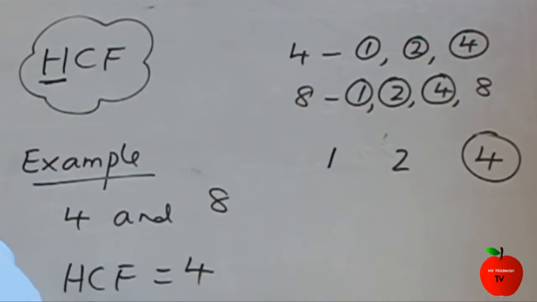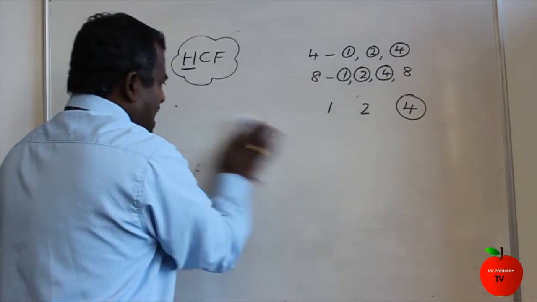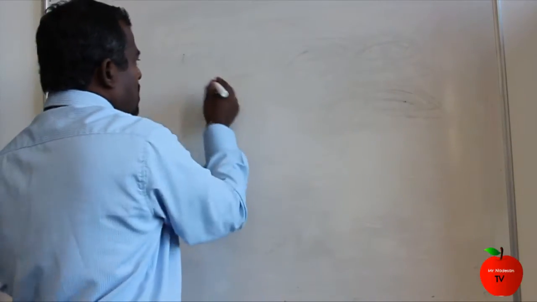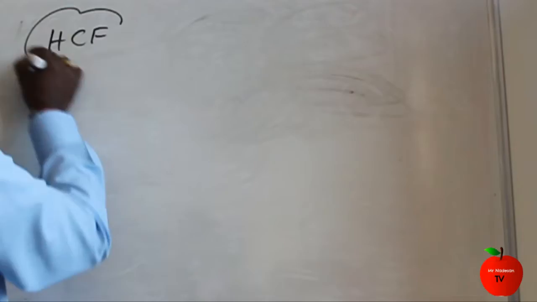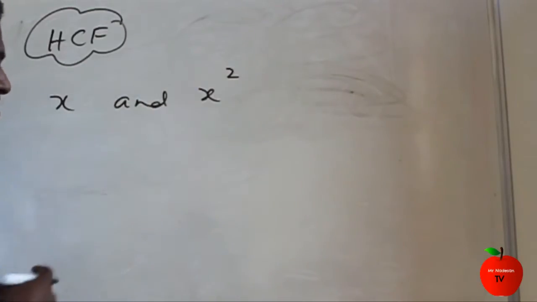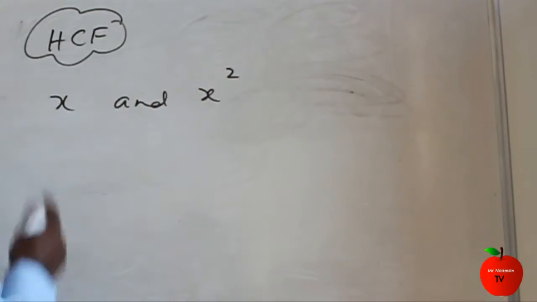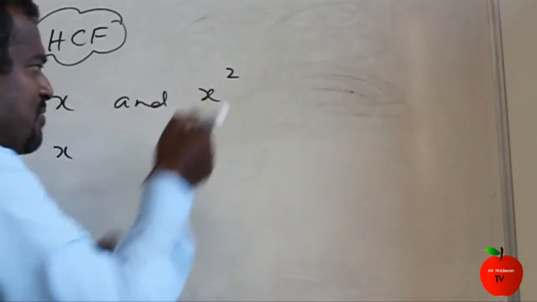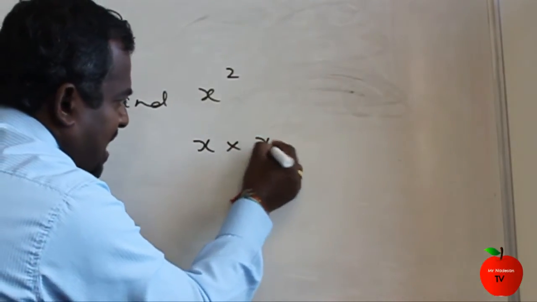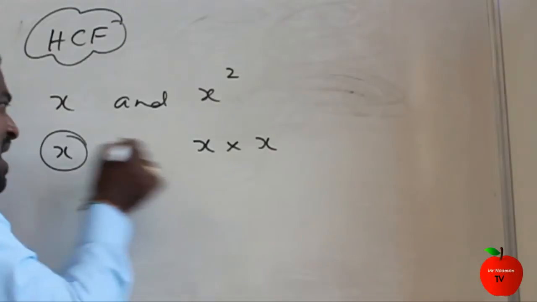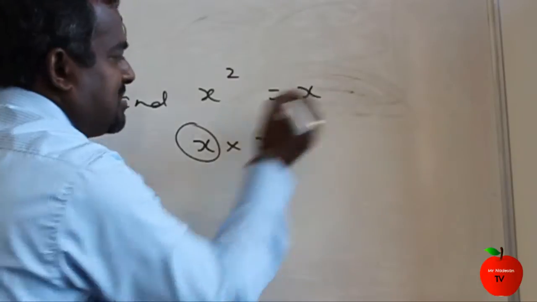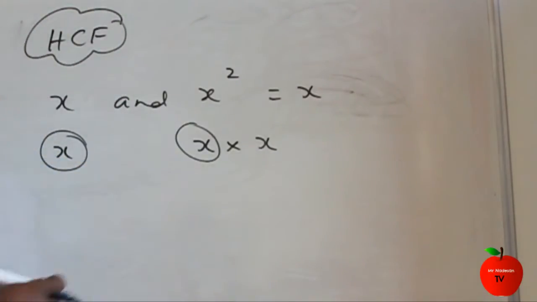Now we're looking at letters. Let's see how to figure out the highest common factor of x and x squared. What does x mean? There's only one x there. X squared, what is the meaning of x squared? That x comes twice, so that means x times x. You can see how many x you can take in common: just one. So your highest common factor of x and x squared is x. You can take the one x out.